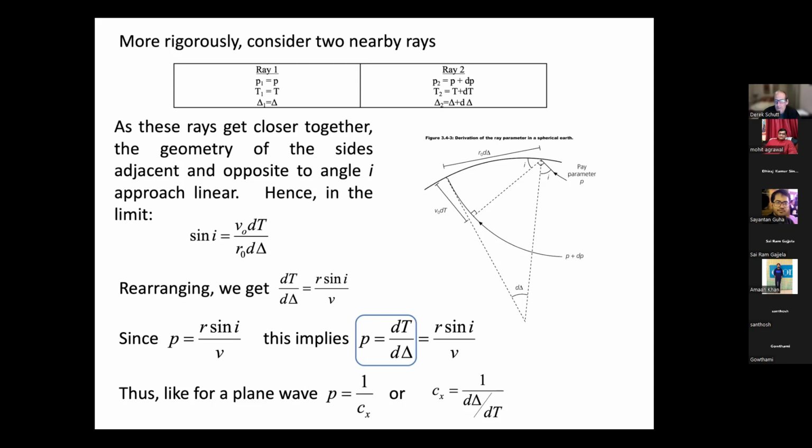So you might recall for a flat earth, p equals dt/dx. Here, p equals dt/d delta. So thus, for a plane wave, p equals 1 over c of x, where c of x equals 1 over d delta/dt, or dt/d delta.